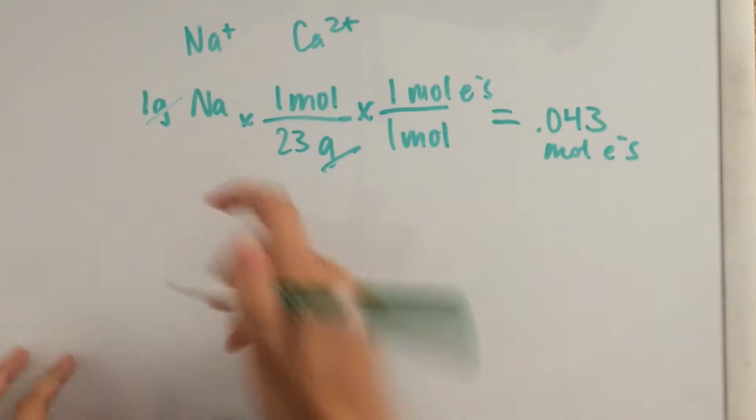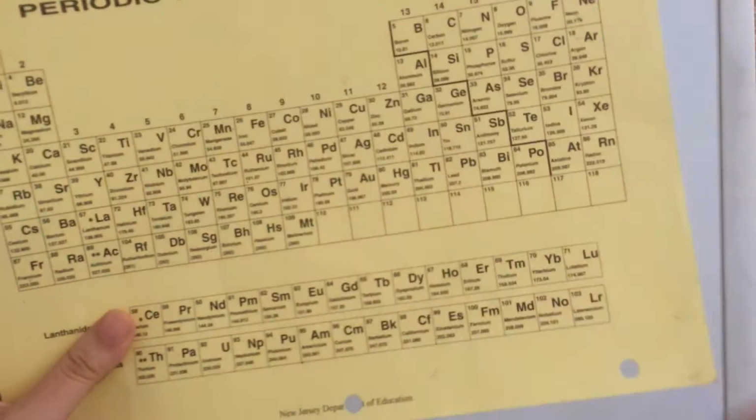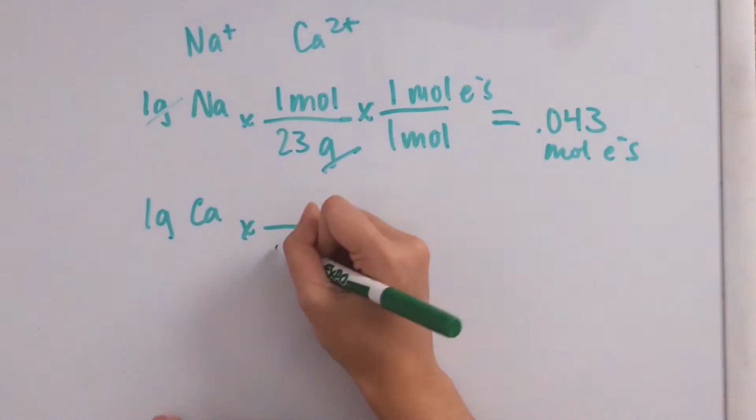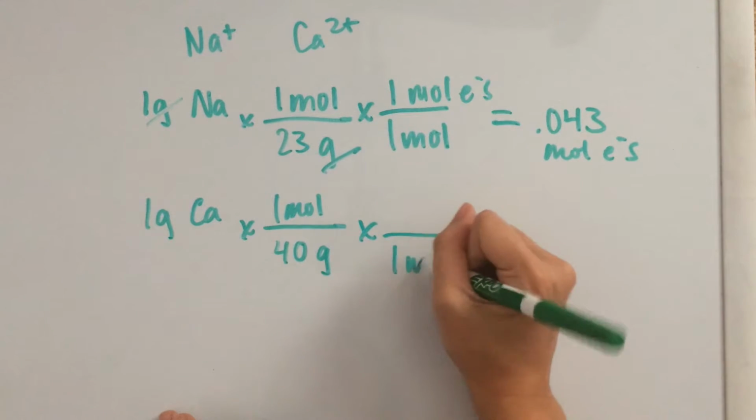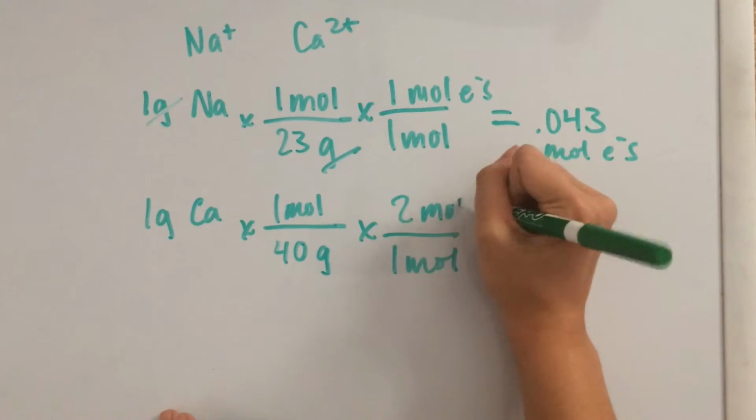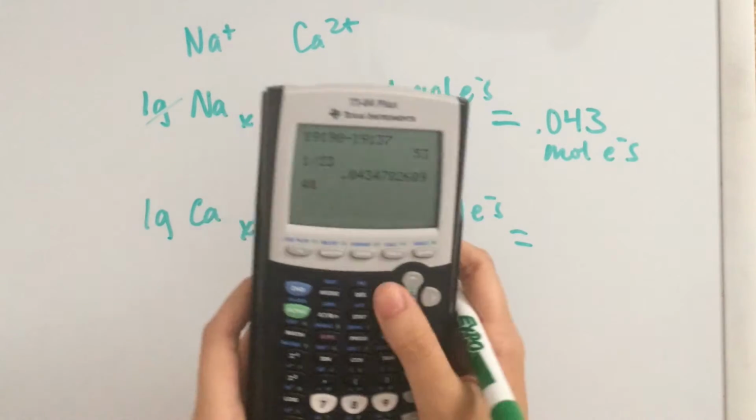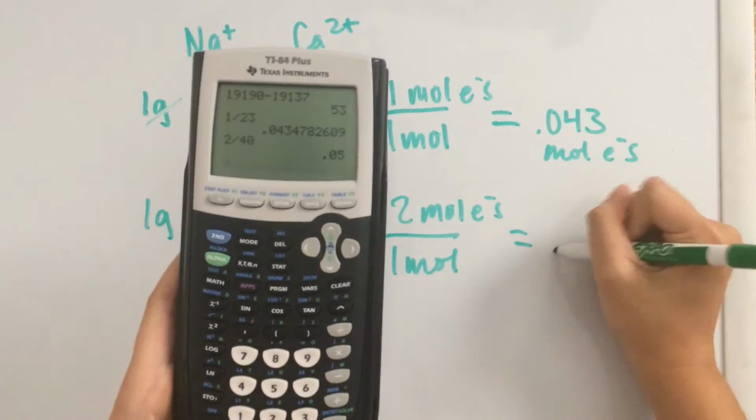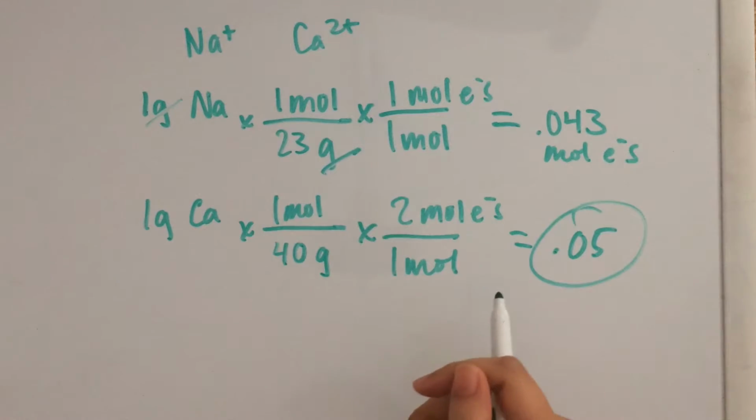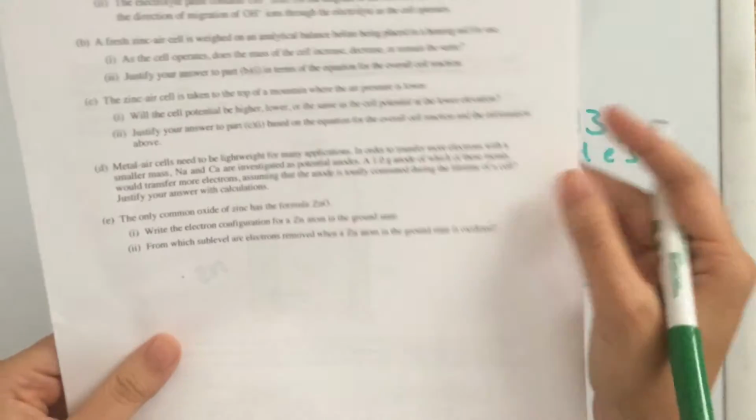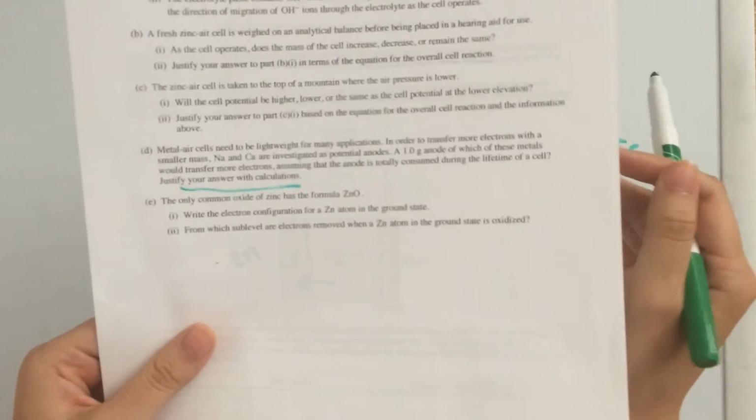Okay, so now we need 1 gram of calcium. We also multiply that by the molar mass, which is about 40. So 40 grams per mole of calcium, and every mole of calcium transfers 2 moles of electrons. And now we have 2 over 40, which is 0.05 moles of electrons. So obviously calcium transfers more electrons. So we've basically already answered this whole question, and we've justified our answer with calculations.